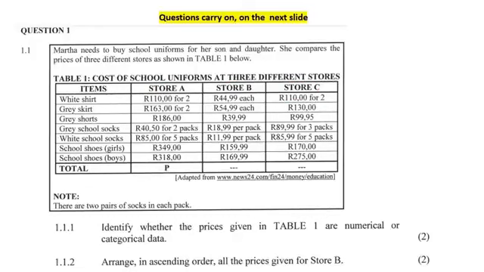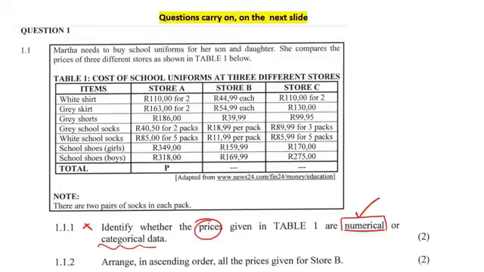So the first one says, identify whether the prices given in table 1, so this is table 1 above, are numerical or categorical. Okay, so let's have a look at the prices. The prices are numbers. Can you see that prices are all numbers? So that's going to be numerical, because numerical means numbers. If it was categories, it would be names, like Mercedes-Benz or different things like that. It wouldn't be numbers. Okay, so this is the correct answer, numerical.